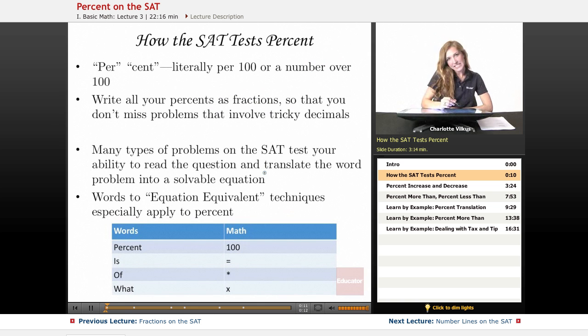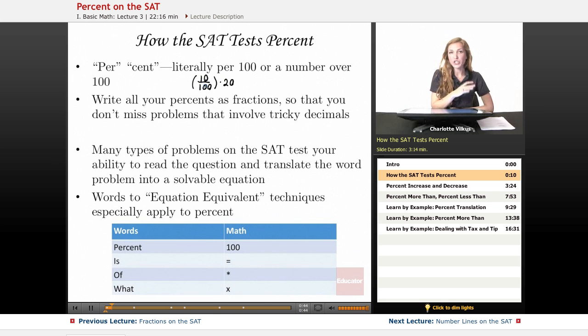The word percent literally means per 100, or a number over 100. So when we're talking about 10% of something, we're talking about 10 over 100 being the ratio that we're looking at. So 10% of 20 is really 10 over 100 times 20, and that's because 10% is 10 over 100.